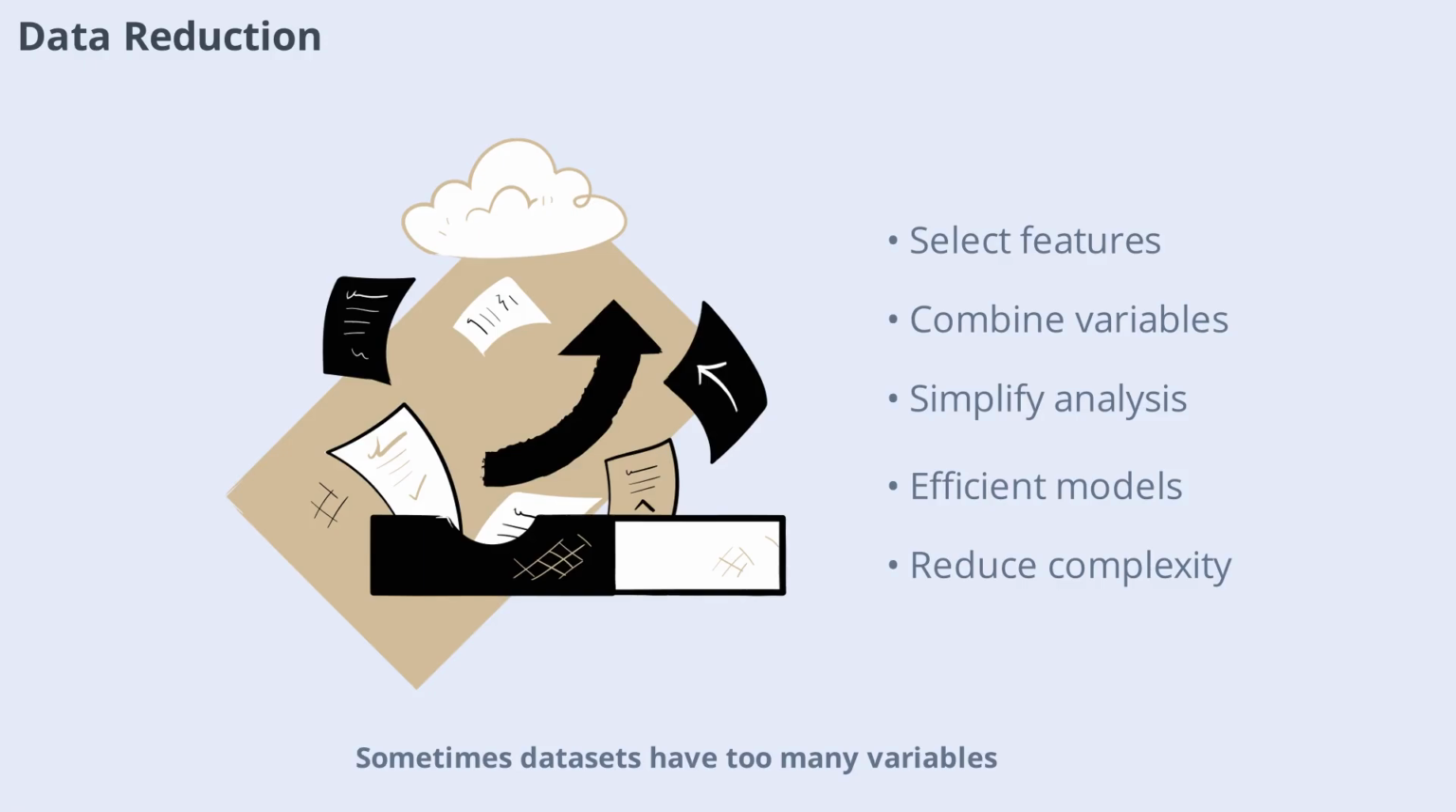Sometimes, datasets have too many variables. EDA helps us reduce data by selecting the most relevant features or combining similar variables. This makes analysis simpler and models more efficient.